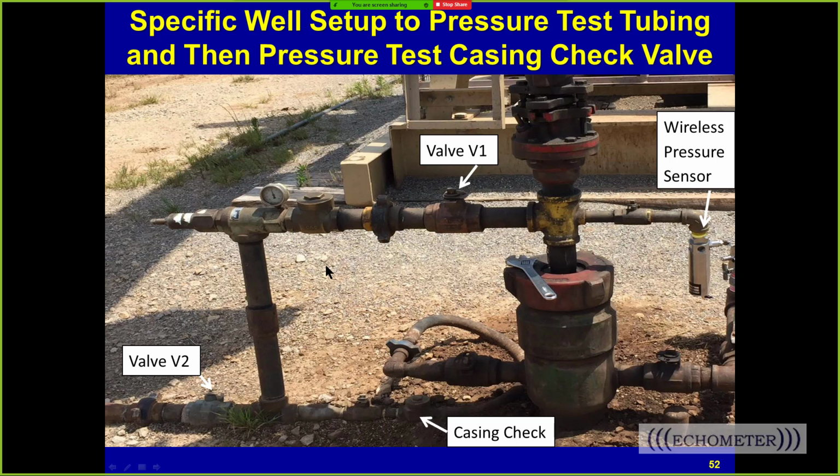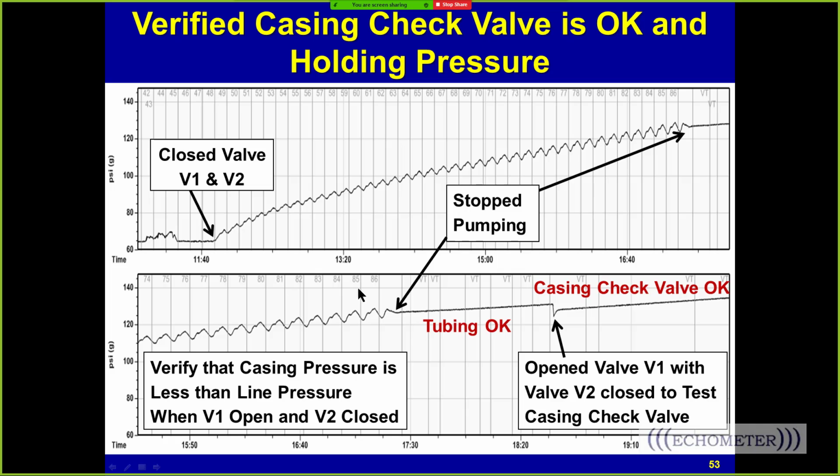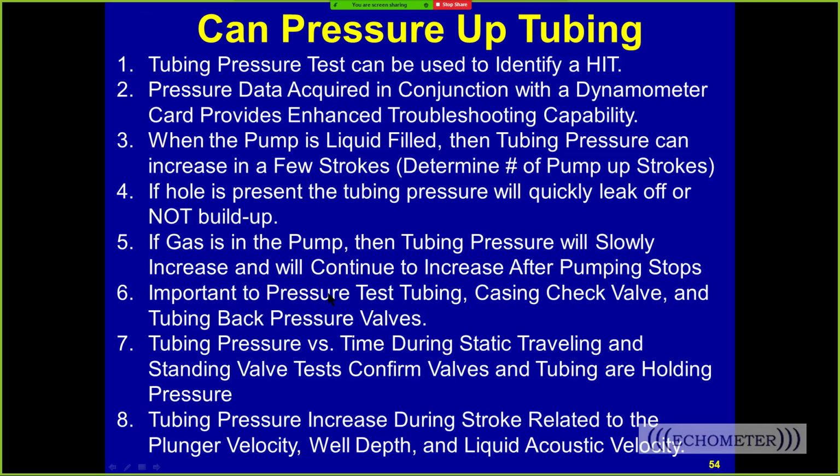Okay? And so when we open valve number 1, right here, valve 2 is still closed, and the check valve has to hold the pressure in that space. If we open valve number 1 and the pressure would leak off, we'd say, oh, our check valve is bad. So this is a good technique to check your casing check valve and verify that it holds pressure. And it's a very common operations problem.